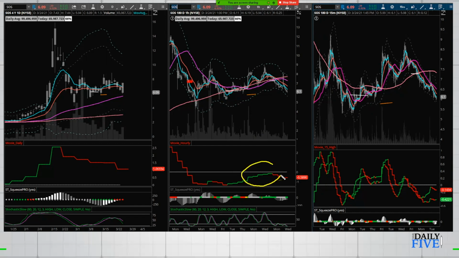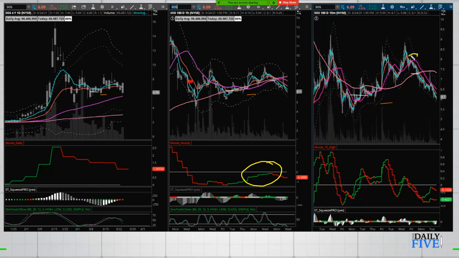And you need to be aware of this. The Moxie indicator was telling you the whole time, I can't get over zero, even though price is over the 50, this is going to be a problem. And so you could see here, price tried to go higher on the 15-minute time frame. Look at the Moxie indicator. It just couldn't do it. It could not get higher despite higher price.